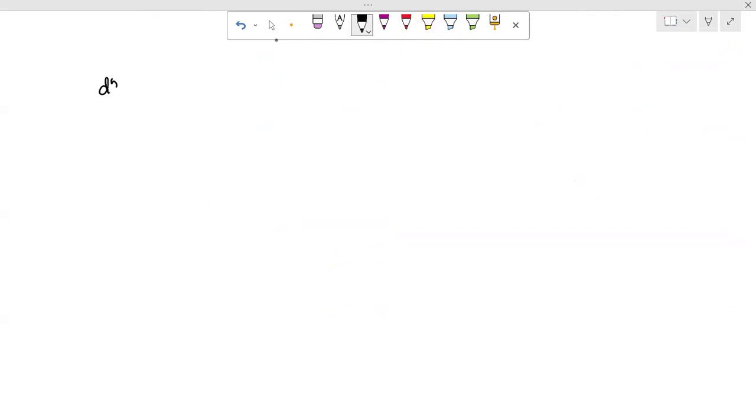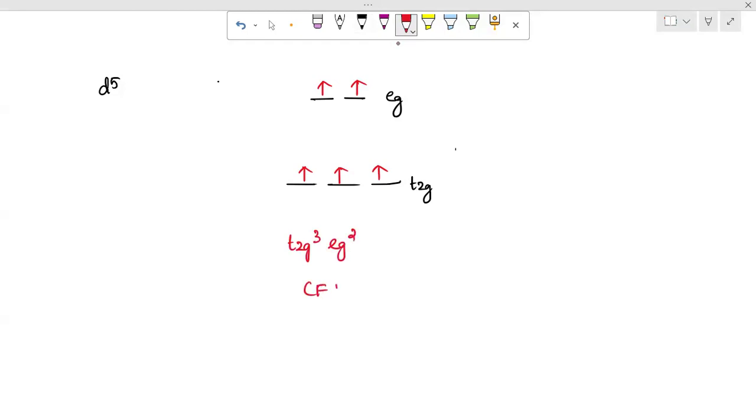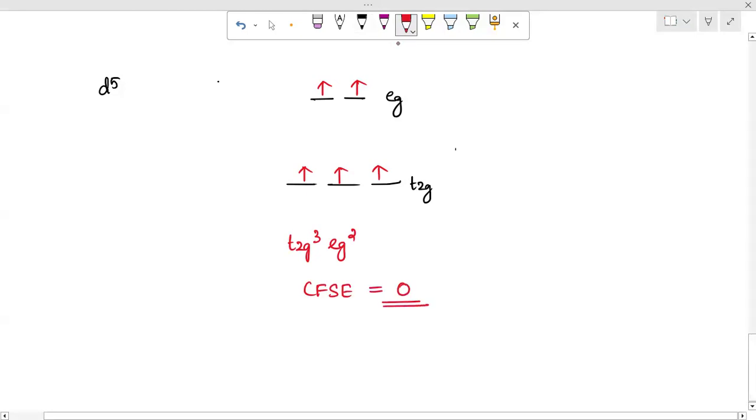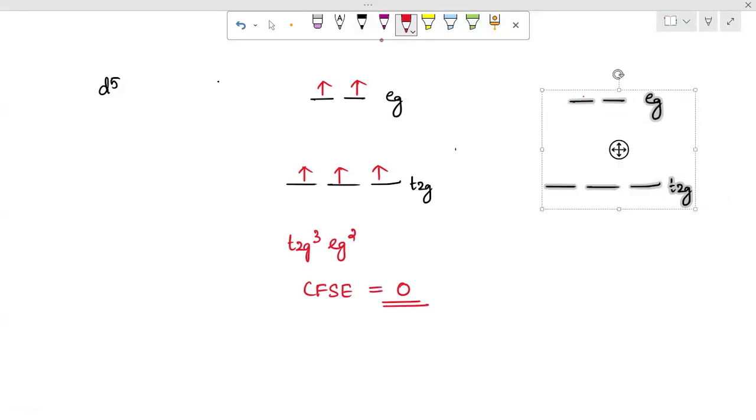That will also come very easily to you. d5, let's say high spin. High spin means 1, 2, 3. Easily, the fourth one can jump. Fifth one will also occupy eg. So the configuration is t2g3 eg2. And the CFSE, if you calculate, is equal to 0. None of them are paired. So no pairing energy.